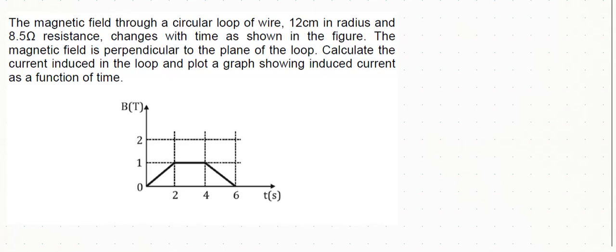Welcome everyone. The question is: the magnetic field through a circular loop of wire 12 centimeter in radius and 8.5 ohm resistance changes with time as shown in the figure. So just try to understand that it is basically talking about a circular loop of wire, something like this.